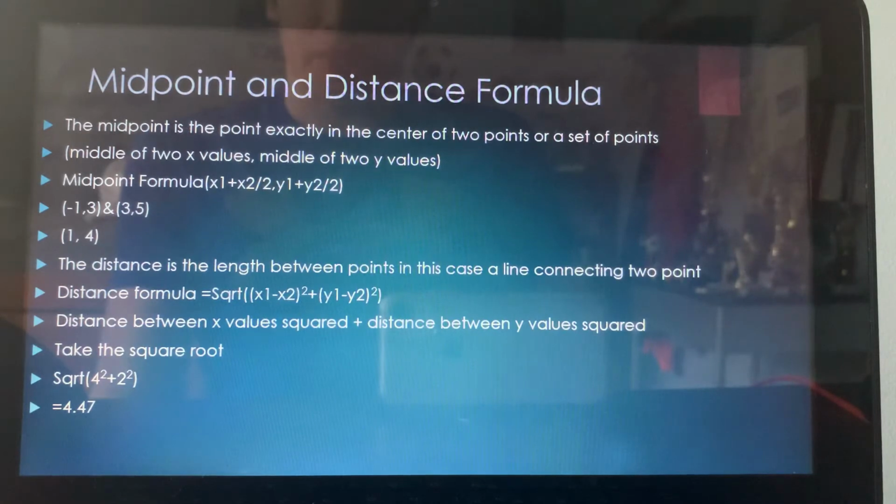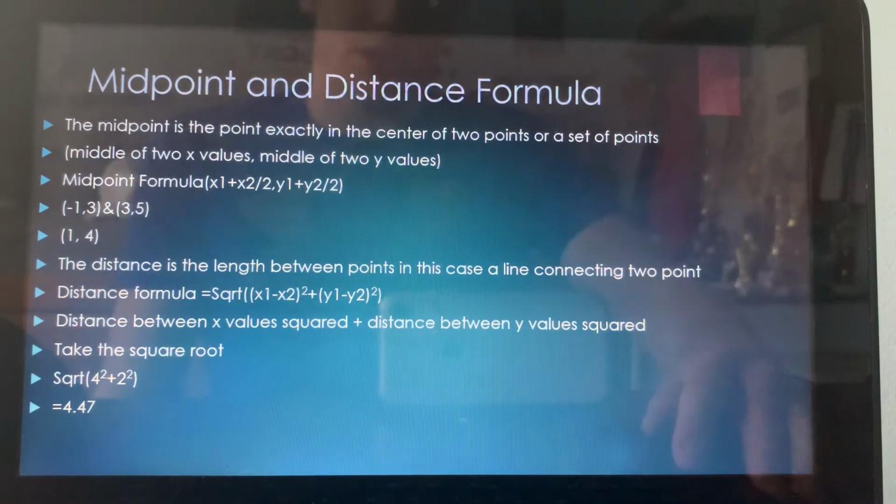For example, if we do the two points up here, negative 1, 3, and 3, 5. Well, we have 3 minus negative 1, which is 3 plus 1, which is 4. 5 minus 3 is 2. So 4 squared is 16, plus 2 squared is 4, which is 20. Take the square root of that, you get approximately 4.47.